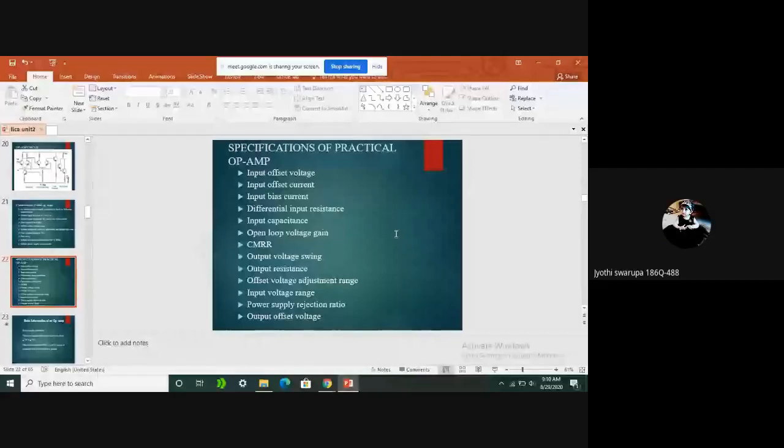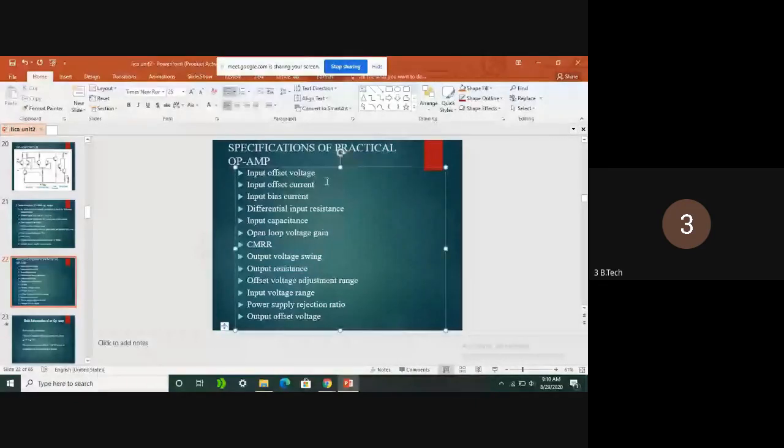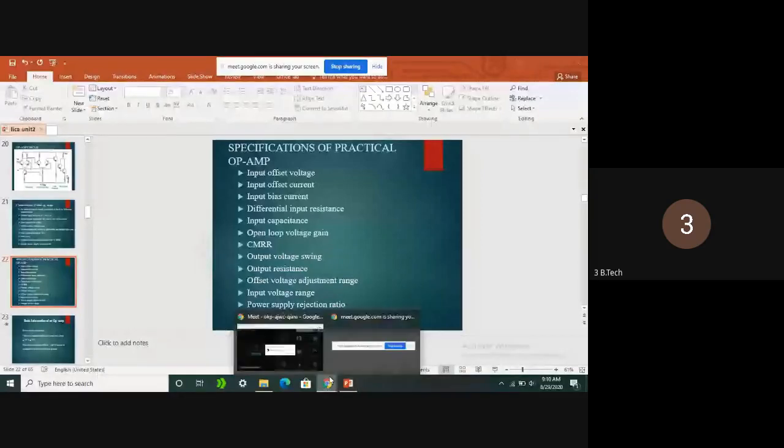Why we need to apply input offset voltage is, in most electronic devices, even if you are not providing any input signal, due to some minority carriers, an output will be produced. To nullify that output value, we give some input value to make the output of the operational amplifier equal to 0. That voltage is nothing but the offset voltage.